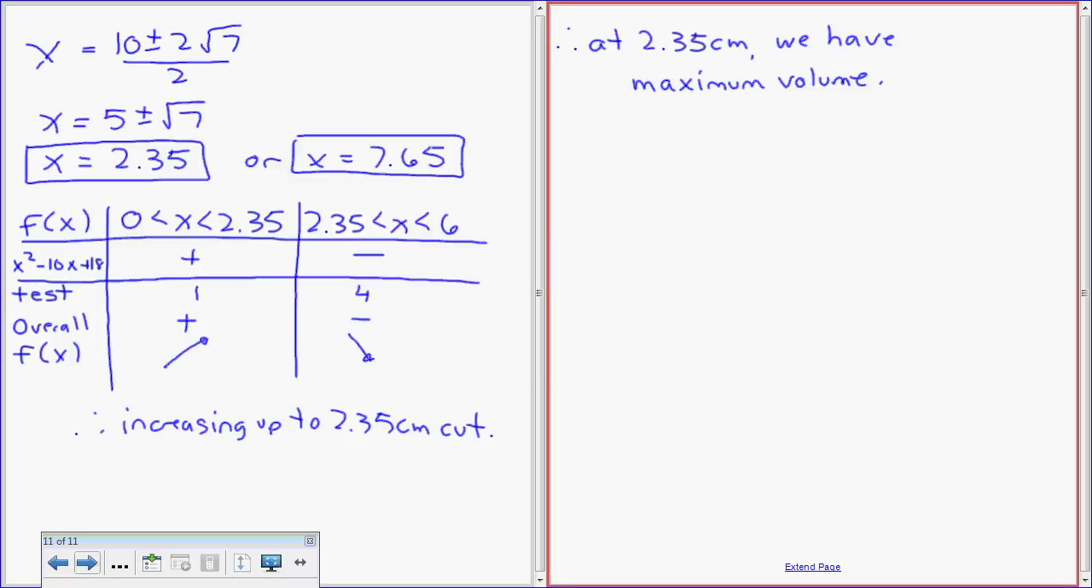Okay, this is going to be our last example today. Example 3 says, a piece of wire is to be cut into 2 pieces.